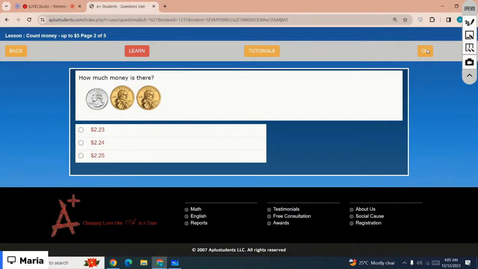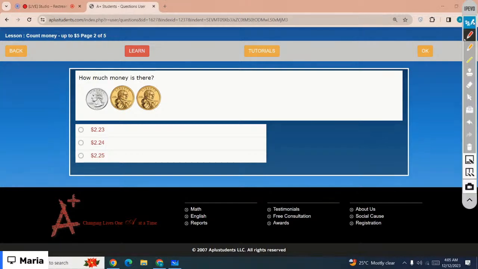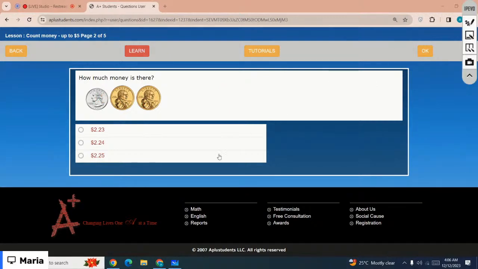Okay, the next one is how much money is there, which is the correct option. You can see you have $2 coins, right? This is a dollar coin and this is a dollar coin, and this is the quarter, and you can count the quarters by 25, right? So that means you have $2.25. The correct option is $2.25, right? $2 and 25 cents for a quarter, so that is $2.25.